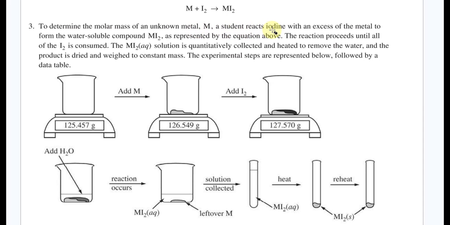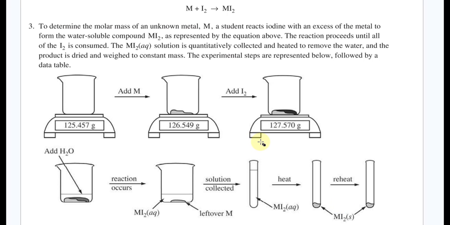A student reacts iodine with an excess of metal. Now, this is important. That means we've got more metal than we need. So its mass is going to be irrelevant right now in terms of how this reaction proceeds. Iodine is going to be our limiting reactant. The reaction proceeds until all the iodine is consumed. The MI2 aqueous solution is quantitatively collected and heated to remove the water, and the product is dried to a constant mass, so we get our MI2 in the end.